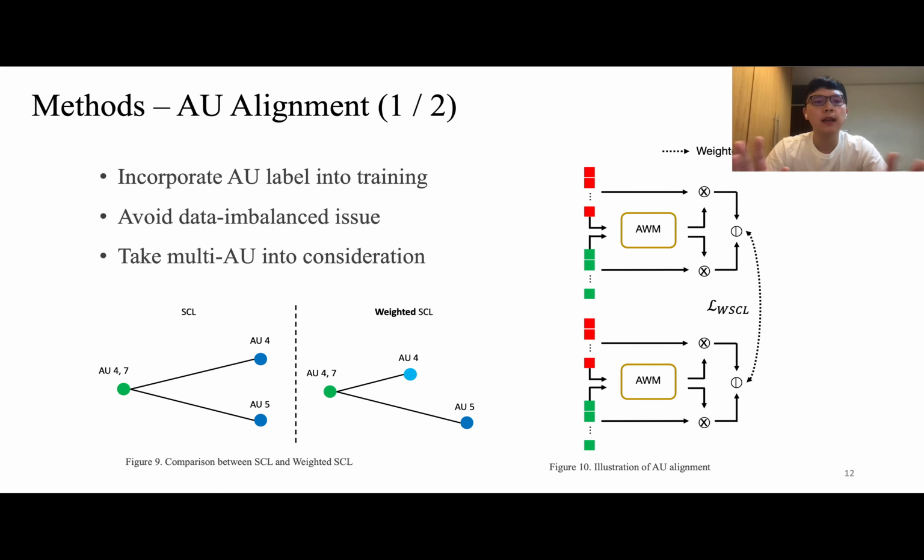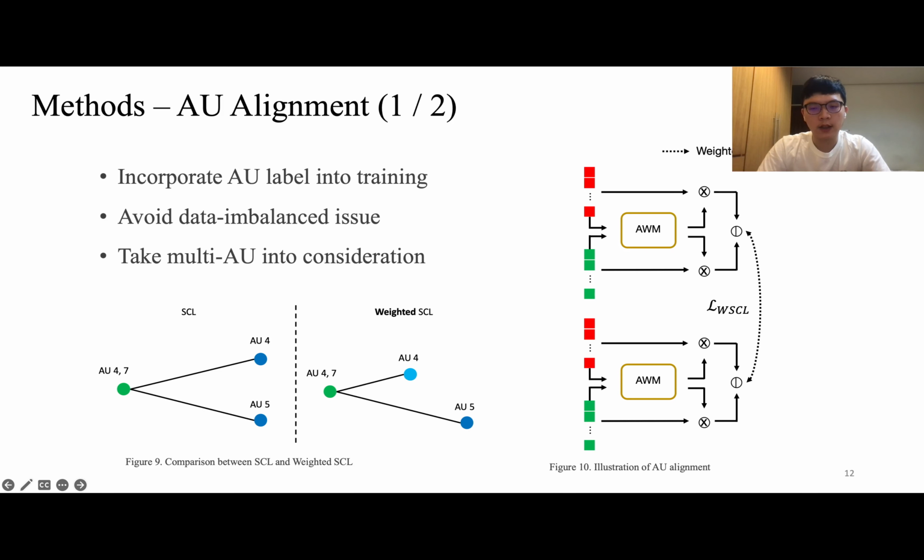task. However, using supervised contrastive loss will face a severe multi-AU label issue. For example, for AU4 and 7, it will consider both AU4 and AU5 as negative samples. What we want is that AU4 and 7 has a higher similarity score compared with AU5. So what we do is introduce a weight into the loss, and we call this new loss weighted supervised contrastive loss.